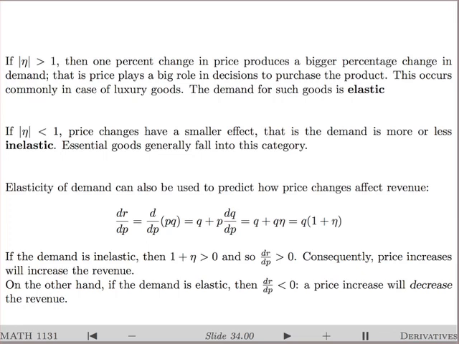If eta is less than 1 in absolute value, then price changes don't have as much of an effect on the demand. So essential goods generally fall into this category. Even if they're giving away milk for free, we are not going to start drinking a couple of gallons of milk a day. On the other hand, there is a floor for the consumption of milk. People like to drink milk. It's considered part of a healthy diet, especially for children. So the demand doesn't go down to zero very quickly.